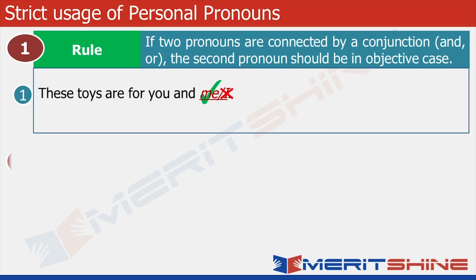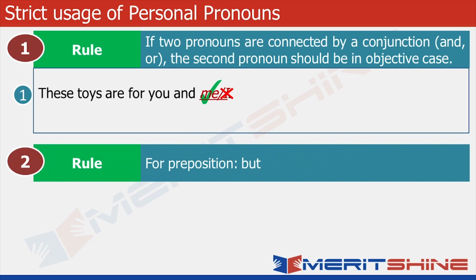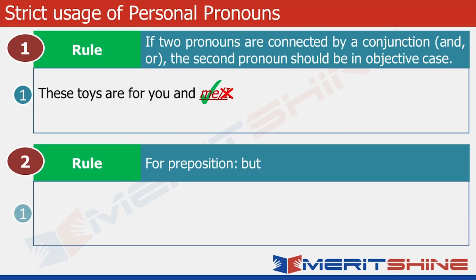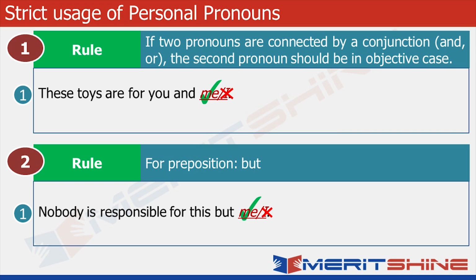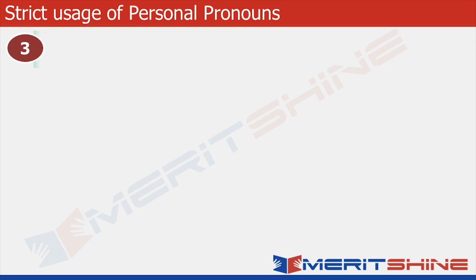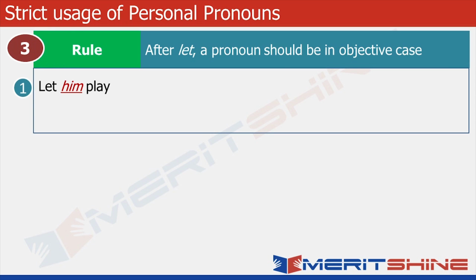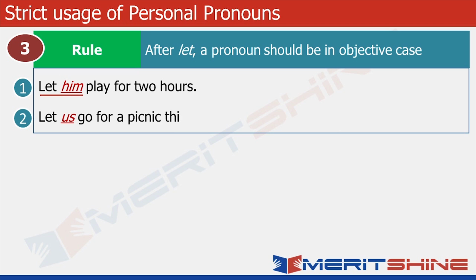When a pronoun is preceded by the preposition but, it should be in the objective case. Nobody is responsible for this but me. Again, not I. After let, a pronoun should always be in the objective case. Let him play for 2 hours. Let us go for a picnic this Sunday.